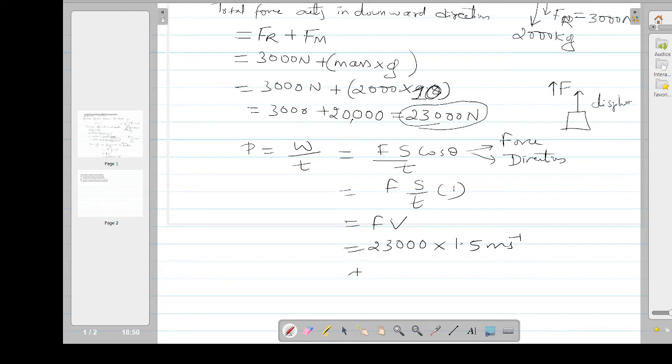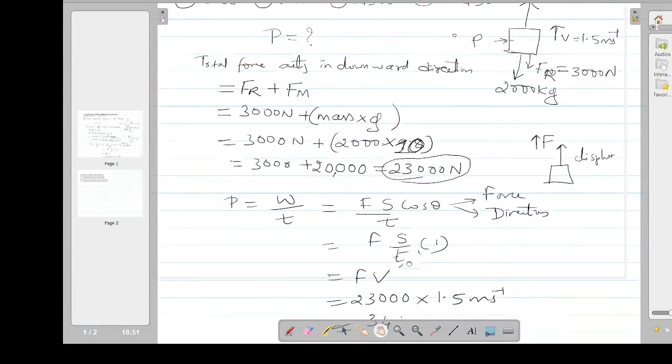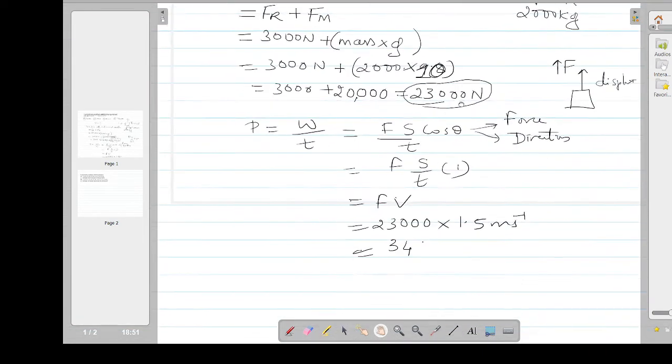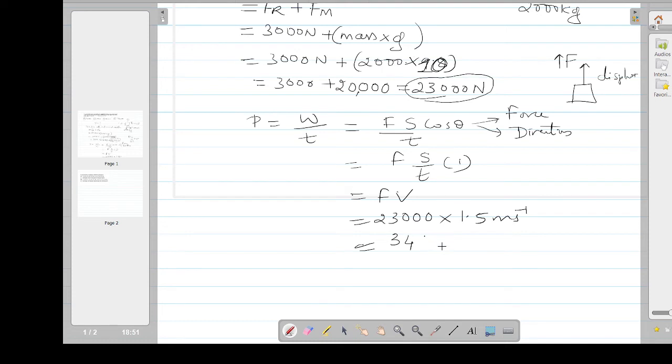After this calculation, what I will get is 34,500. So this much power is required to make the lift move in the upward direction. This much power we need to supply to the motor.